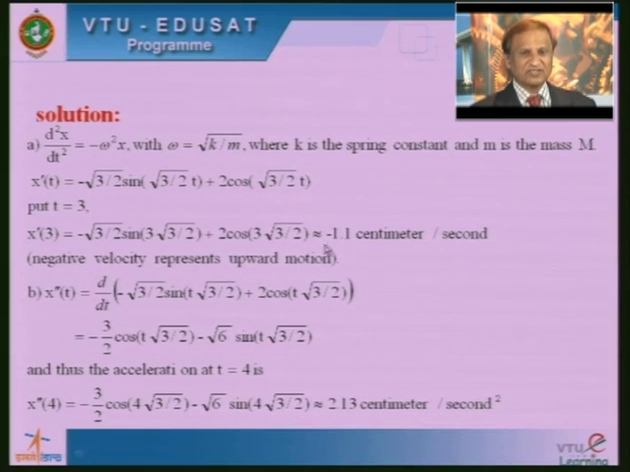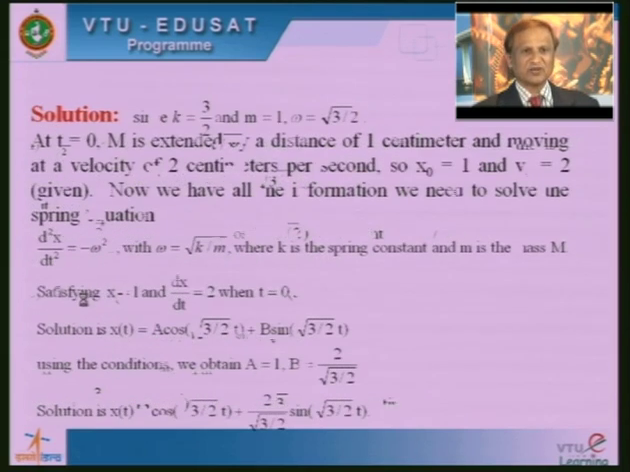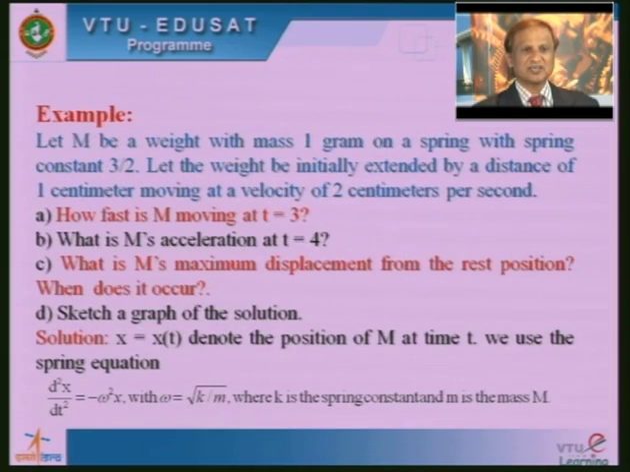And you observe the negative sign. So negative velocity represents upward motion. I think in the last session I mentioned why there is a negative sign while discussing Hooke's law. Is it clear? Here we have obtained a negative sign, it indicates that the velocity represents upward motion. Is it clear? So in exactly the similar way, now you want to calculate the second part.